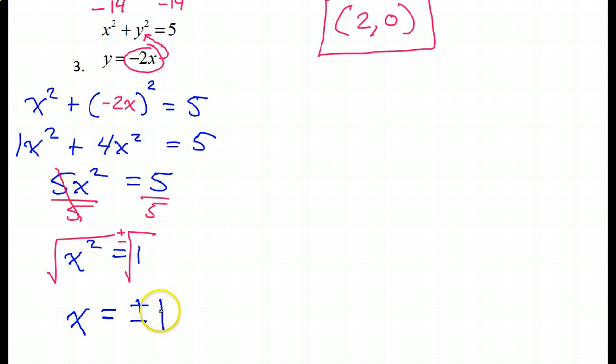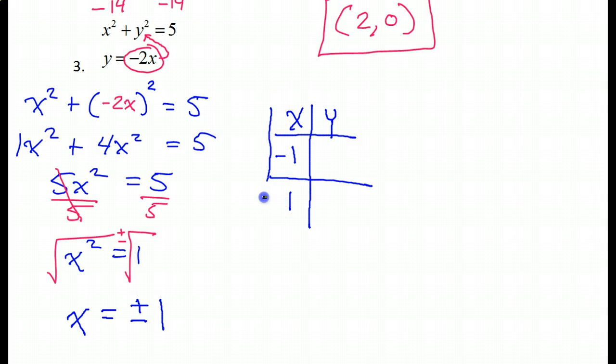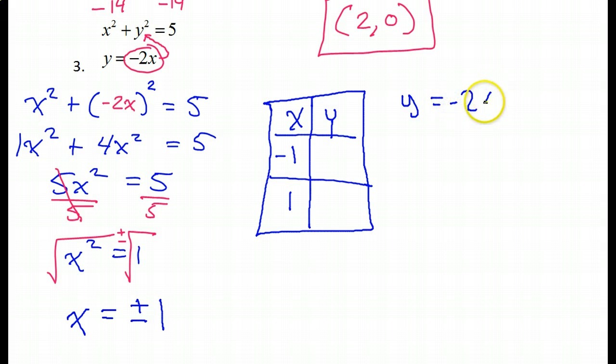Now, so we have our x values, plural. So when I go to do my chart, understand that I've got two x values here. I've got a negative 1 and a positive 1. And I'm looking for the two y values that match it. So, easiest thing to do is use this little equation right here. Y equals negative 2 times x. Didn't really do that the way I wanted to.